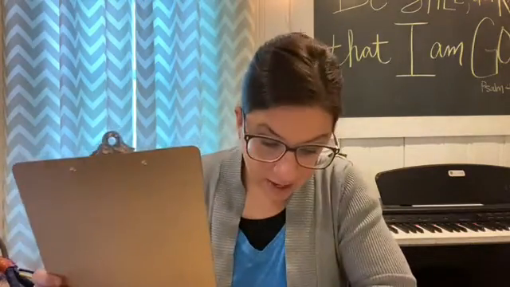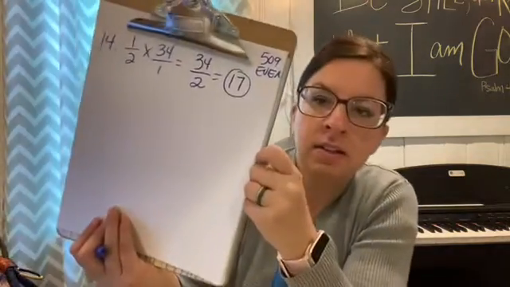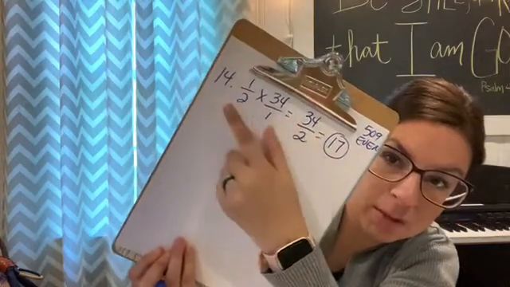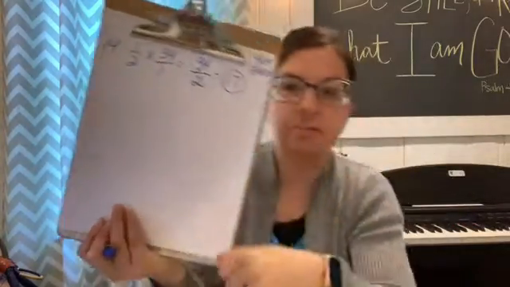All right, number 14. 1/2 of 34. Again, you can multiply this out and get 34 over 2. So 34 divided by 2 would be 17. Or you can cancel it out before you even multiply it. So 1 and 17.